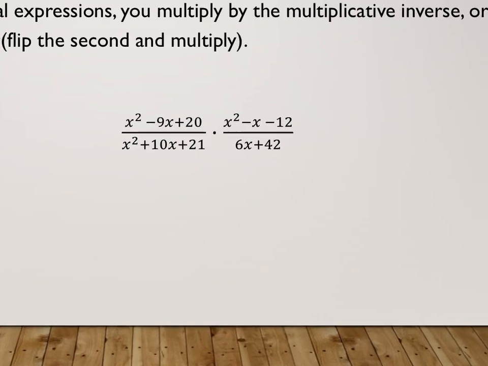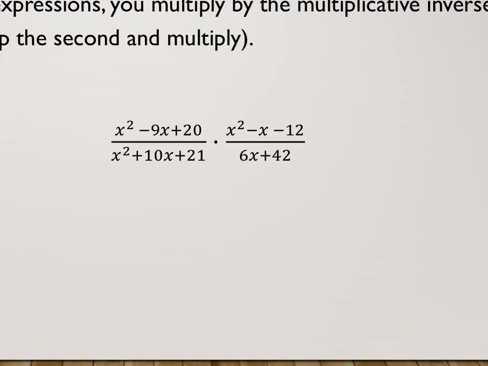Next example, now we're dealing with some trinomials. So remember, you're going to flip the second and multiply. I'm going to do this a little bit different. So on this first one, I've got x and x. Both signs need to be negative, and 4 and 5 would work, giving me the negative 9x. Over here, I'm going to factor the x squared minus x minus 12. I'm going to move that to the bottom right away because I'm going to flip the second and multiply.